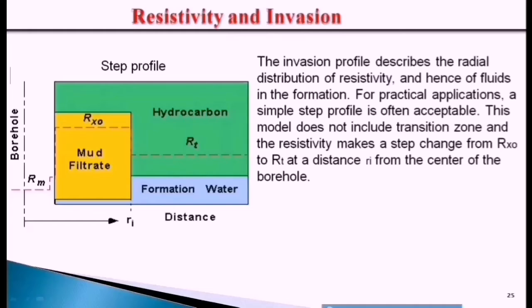The resistivity makes a step change from RXO to RT directly, at a distance RI from the center of the borehole. That means we have only two resistivities to characterize: the micro resistivity in the flushed zone and the deep resistivity in the uninvaded zone. Here we consider the resistivity of the mud filtrate to be higher than that of the formation water, because the formation water here is saline and the drilling fluid is fresh, so the resistivity of mud filtrate is greater than the RW.